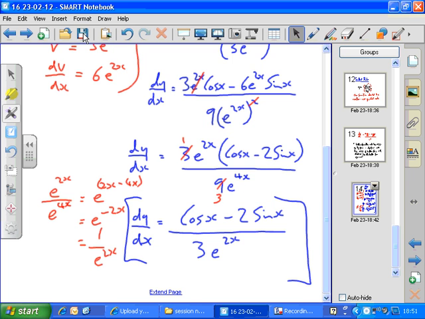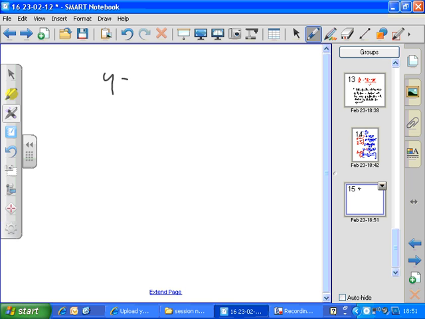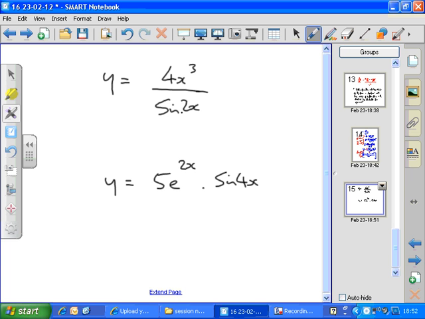Let me give you one to have a go at. y equals 4x cubed over sine 2x, and y equals 5e to the 2x sine 4x. I'm going to give you a little block of time now to try those two out. And if anybody's thinking of being a bit more ambitious, try this one. So that's three to have a go at. I'll leave those three up for a while. Work together on these things and give me a yell if you get stuck.